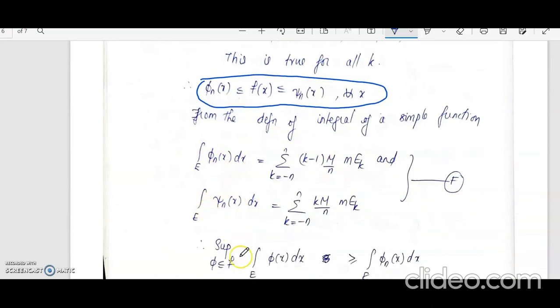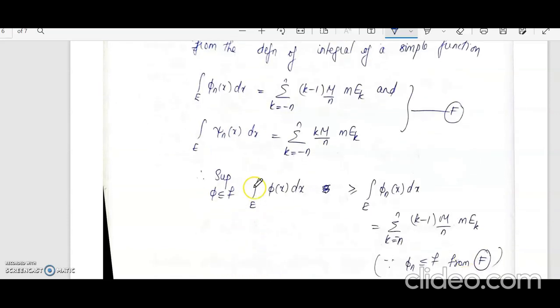So when you take the supremum over phi less than or equal to f of the integral over E of phi of x dx, the supremum will be greater than each phi n's integral. So the supremum over all phi less than or equal to f of the integral over E of phi of x dx will be greater than or equal to the integral of phi n x dx. Now we know the value of the integral: that will be summation from minus n to n of k minus 1 m by n into m of Ek.